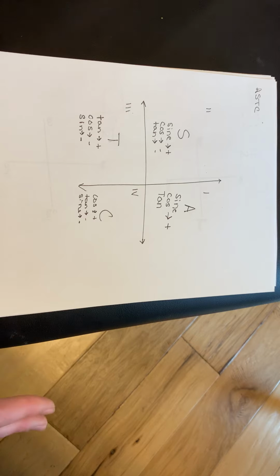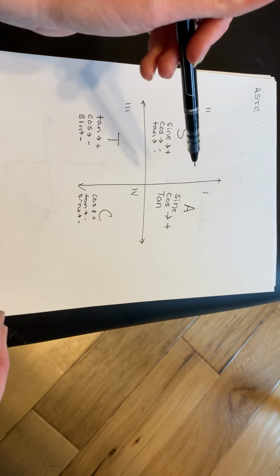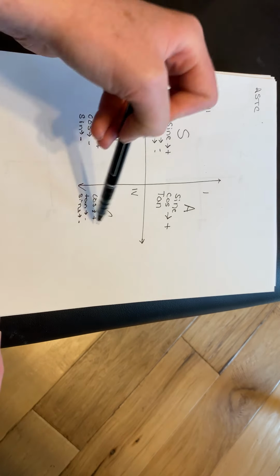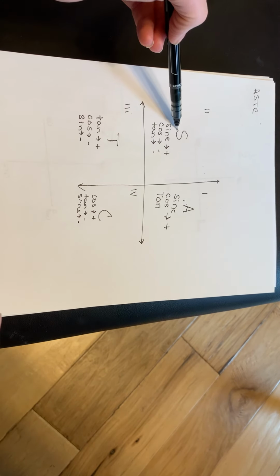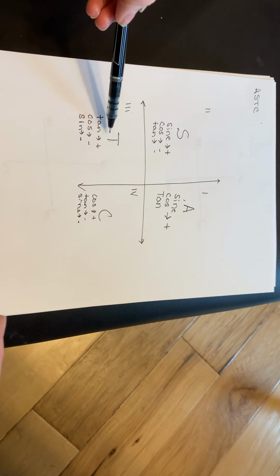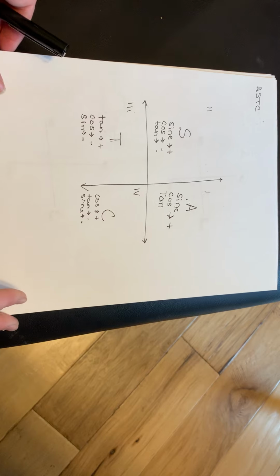Okay? So kind of remember that, make a reference sheet of that, going back to it. All students take calculus. Everything is positive here. Only sine is positive. Only tangent is positive, and only cosine is positive there. Okay?